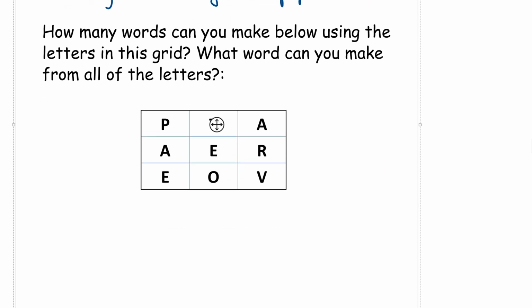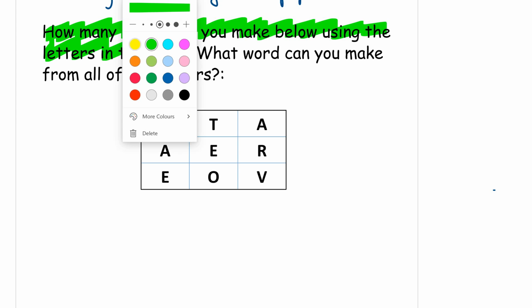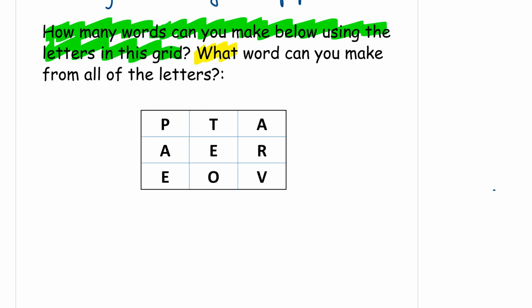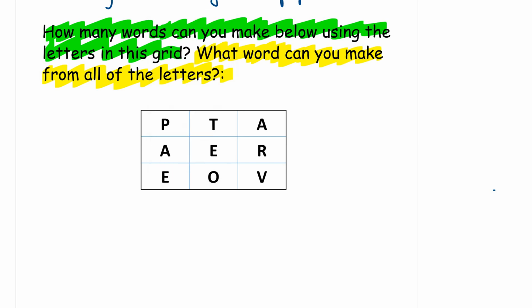Now, something for you to have a go at here. How many words can you make using the letters in the grid below? And then finally, can you get the anagram? What word can you make from all of these letters? I'm going to give you a clue. We have looked at this in the water cycle.